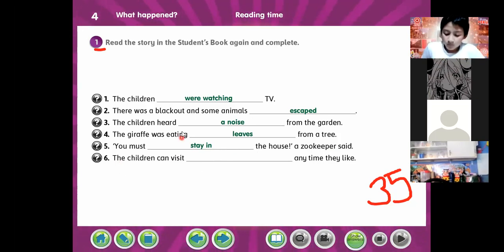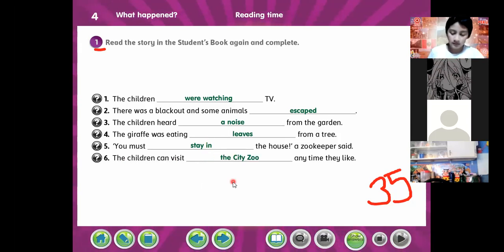So at the end of the story, because the children help the zookeeper find the giraffe, they say that the children can visit the city zoo anytime they like. Yes, Dana. Yes, Fabricio. The city zoo, the zoo. No, they say, you help us to find the giraffe. Now you can visit the zoo anytime you like, anytime you want. They say that. No, they say in the story.